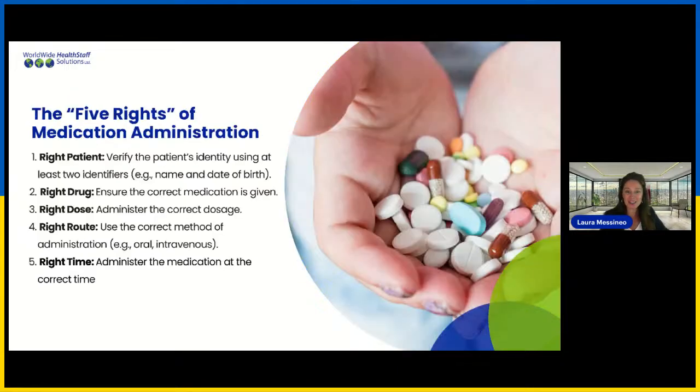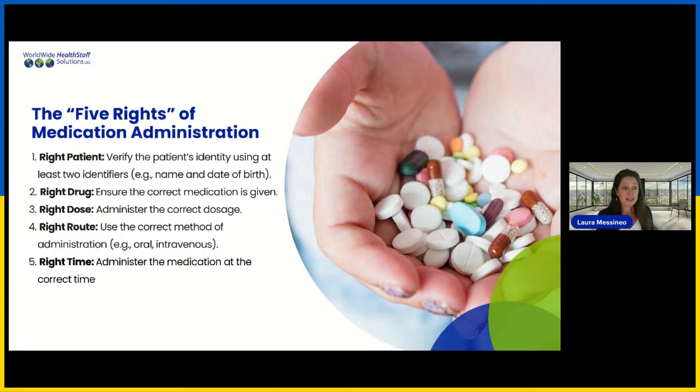And so here in the United States, we have 5 rights of medication administration. Now, this may be similar to the country that you're practicing in right now, or it might differ a little. So let's talk a little bit about this. The first thing is we always want to ensure we have the right patient. We always have to use 2 identifiers. Primarily, we use the patient's name and their date of birth.